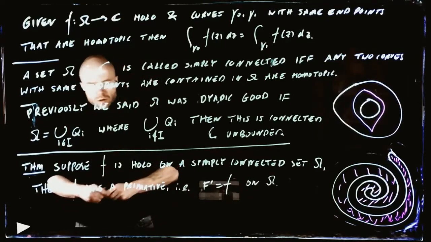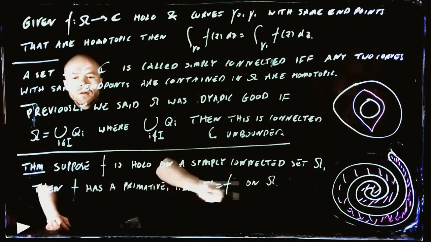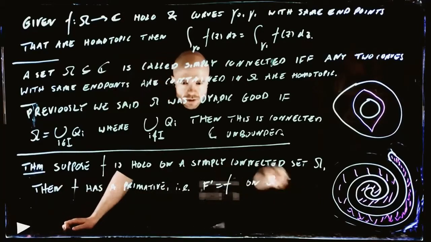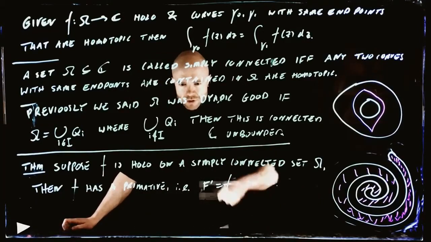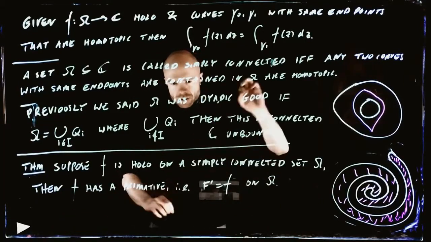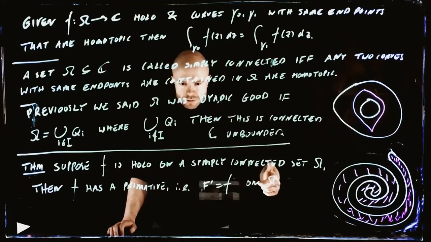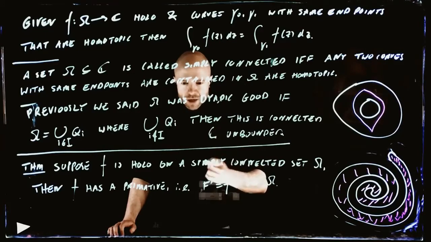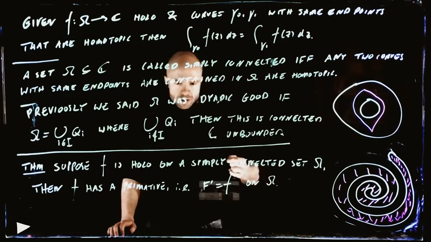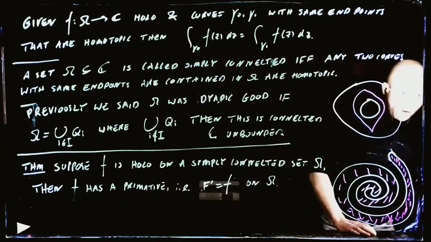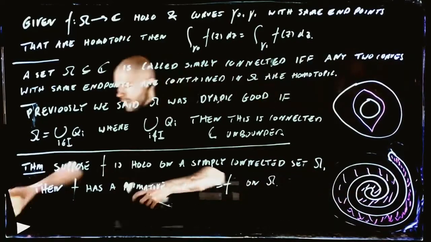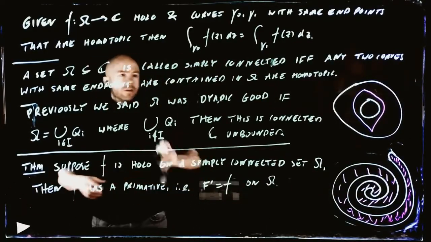I'm going to erase the board. In the meantime, you think about how we can prove this. What did we prove before? It was a homework exercise for you. We proved that if we have a dyadic good set, then this was true, right? What was the main thing we had to think about to be able to achieve that? Think about that, and then tell me why it's actually true if we're simply connected.